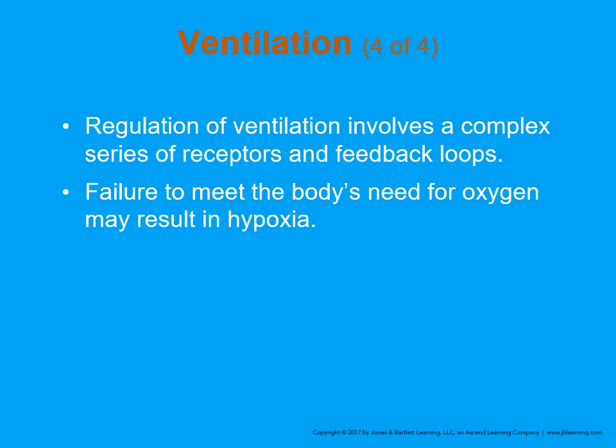Regulation of ventilation involves a complex series of receptors and feedback loops that sense gas concentrations in the body fluids and send messages to the respiratory center in the brain to adjust the rate and depth of ventilation. The body's need for oxygen is constantly changing. Failure to meet the need may result in hypoxia, an extremely dangerous condition.